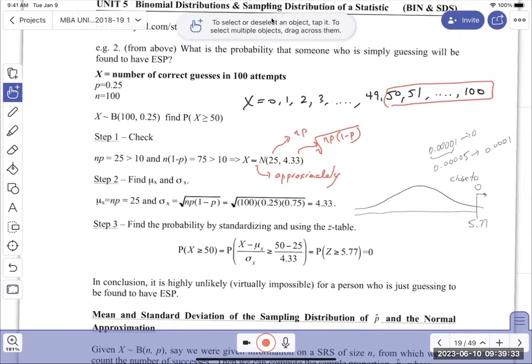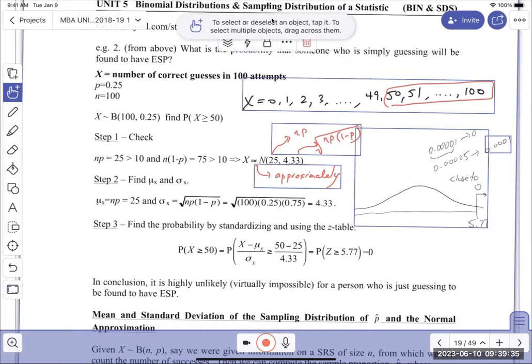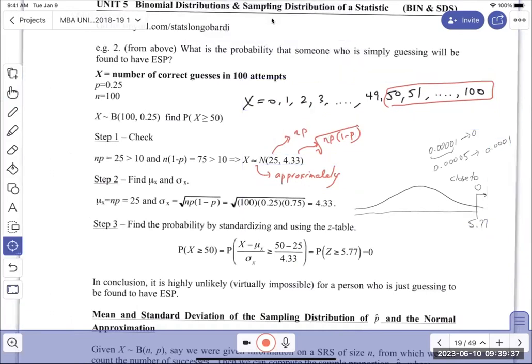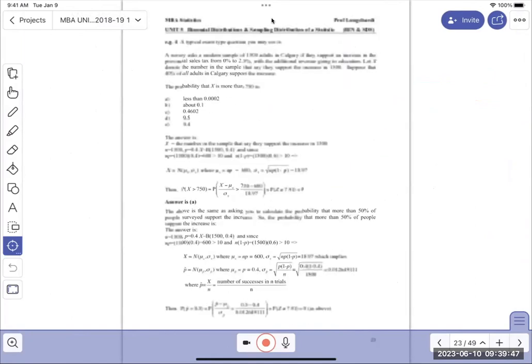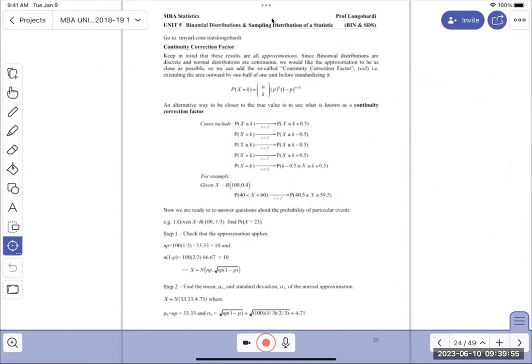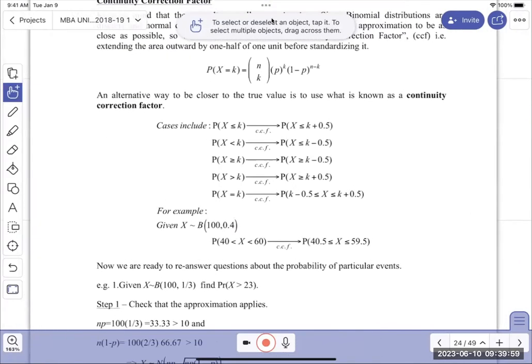And I do several of these problems. And then I solve them again using the continuity correction factor, which you also can review. If you don't understand that, please let me know and I can look at that with you. So these are just solving the same way. This is the continuity correction factor.